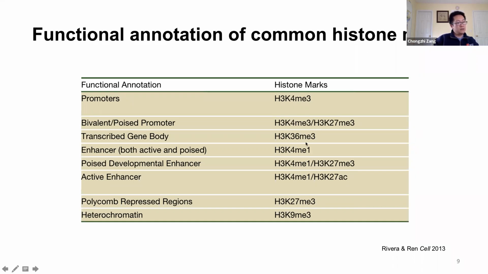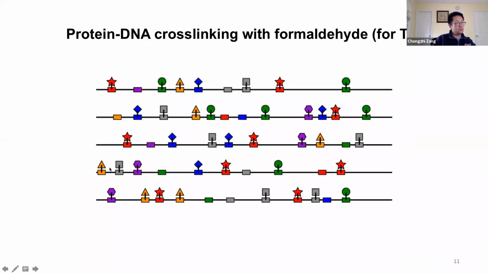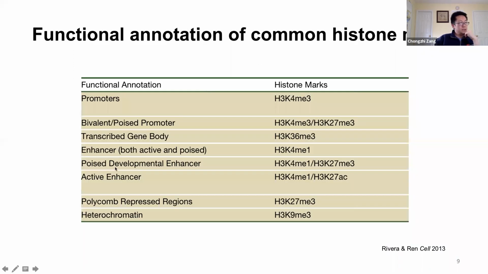And K36 trimethylation marks transcribed gene body regions. For enhancer regions, usually enhancer regions are marked by H3K4 monomethylation and also H3K27 acetylation. Also, especially in the developmental stage, the poised developmental enhancers can be marked by H3K4 monomethylation and H3K27 trimethylation.